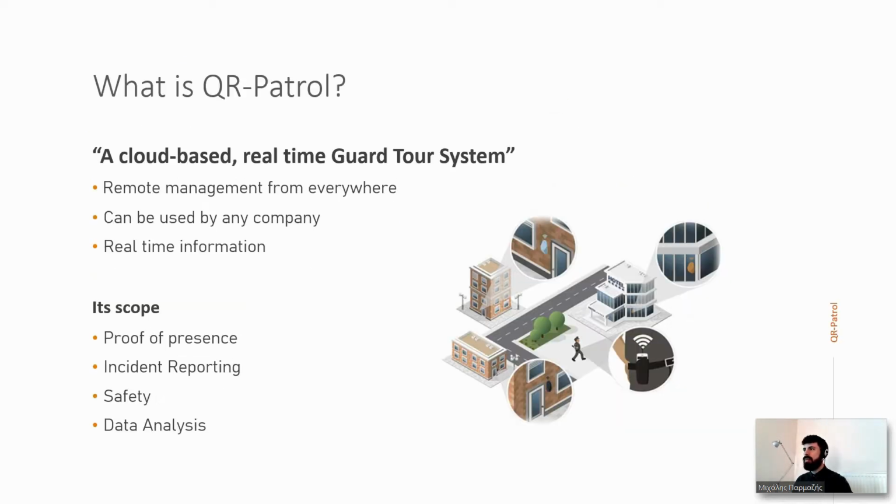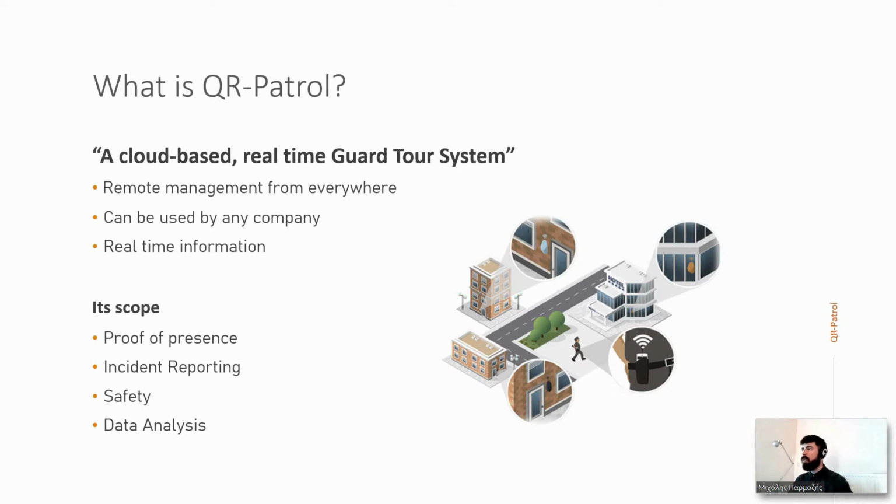Let's get started. QR Patrol is a cloud-based real-time worker management system, and it can be used for global guard tour management and communication by any company that wants to receive real-time information for their sites. You can reduce or even prevent dangers related to sites and employees.